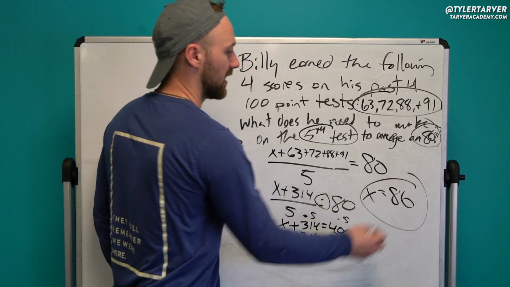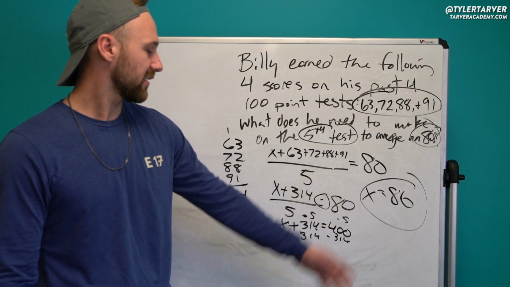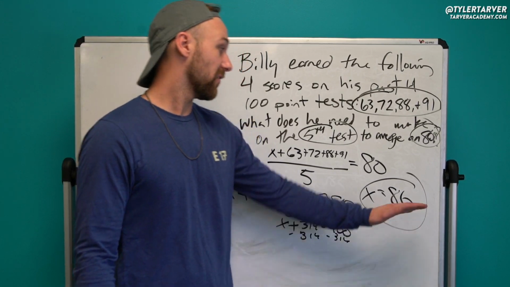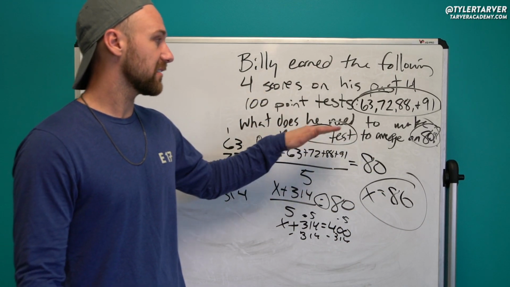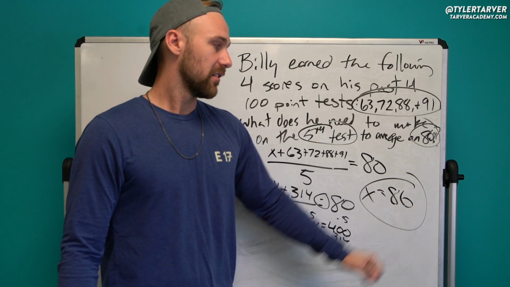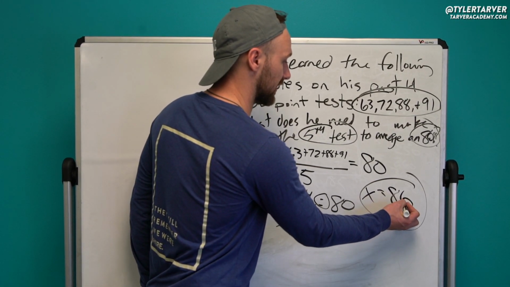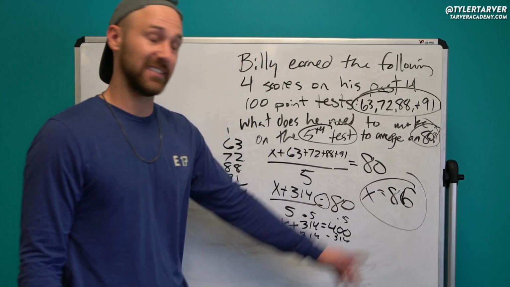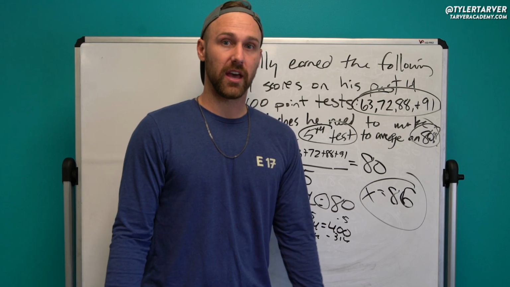Is that correct? If not, feel free to make fun of me in the comments. I'm pretty sure that's, yeah, because that'd be 86. 86 is the average, or not the average. Let's read the question again. Billy, what does he need to make on the 5th test to average an 80? Billy's got to make an 86 or higher. It's an ugly 6, I'm sorry. He needs to make an 86 or higher to do that, okay?